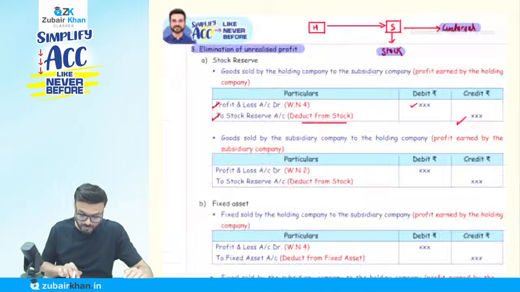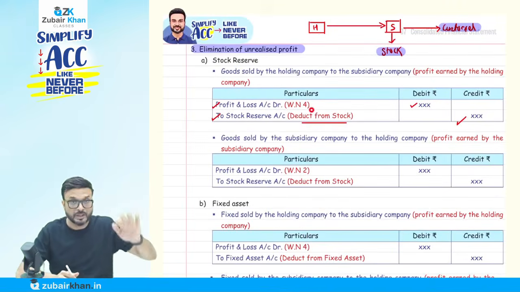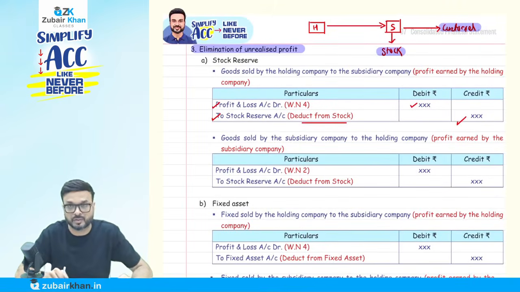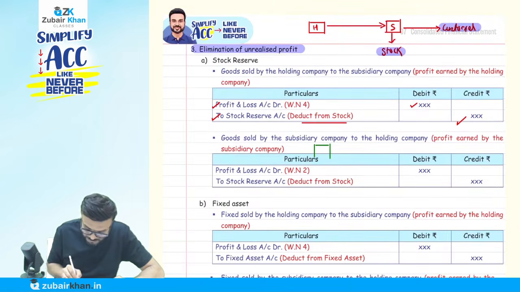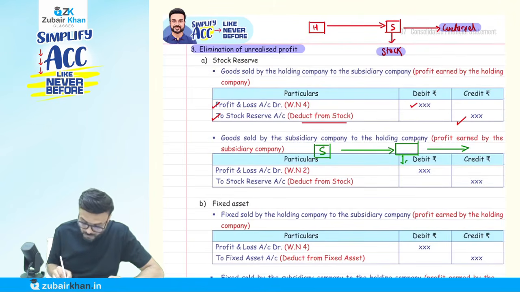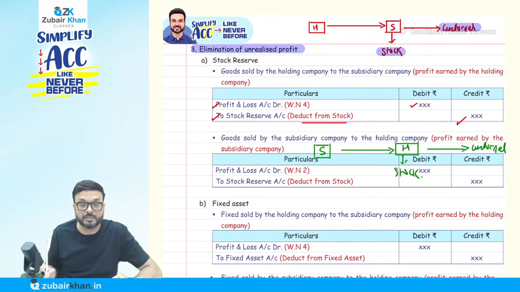We'll reduce the profit because the profit was made by the holding company. So reduce the profit, reduce the value of the stock. The stock will be reduced in the balance sheet. But it might happen that the situation changes: goods are sold by the subsidiary company to the holding company, which then sells to the customer, and some might remain in stock.